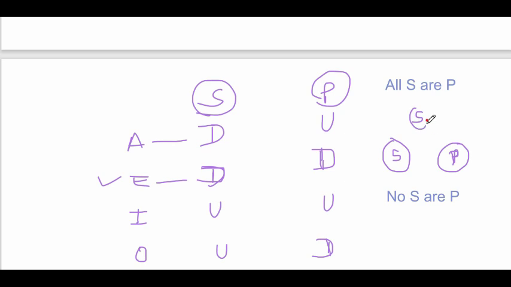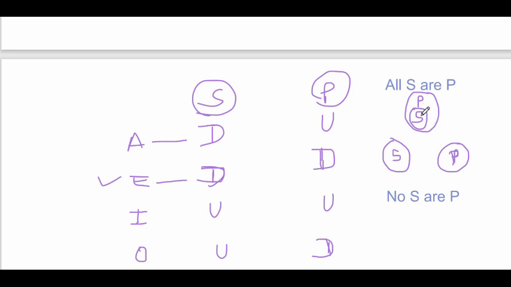All S, everything that is in the S. So S is distributed, everything in the S, that is, all S are P. They are in P. All S are in the P class. But all P are not in the S class. Some P are out of the S class. So that is why it is undistributed. It is not completely inclusive nor exhaustive.